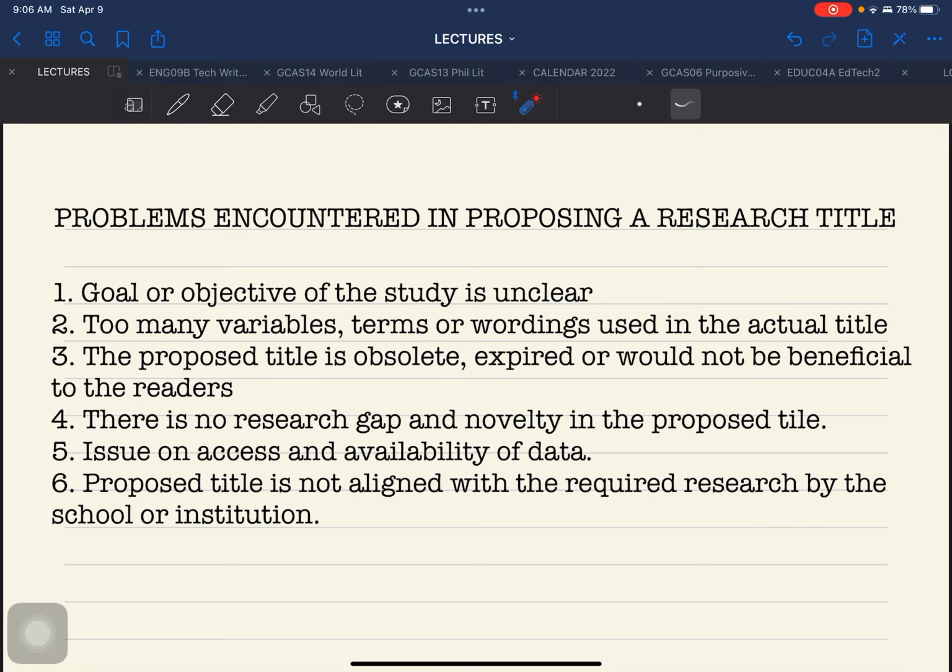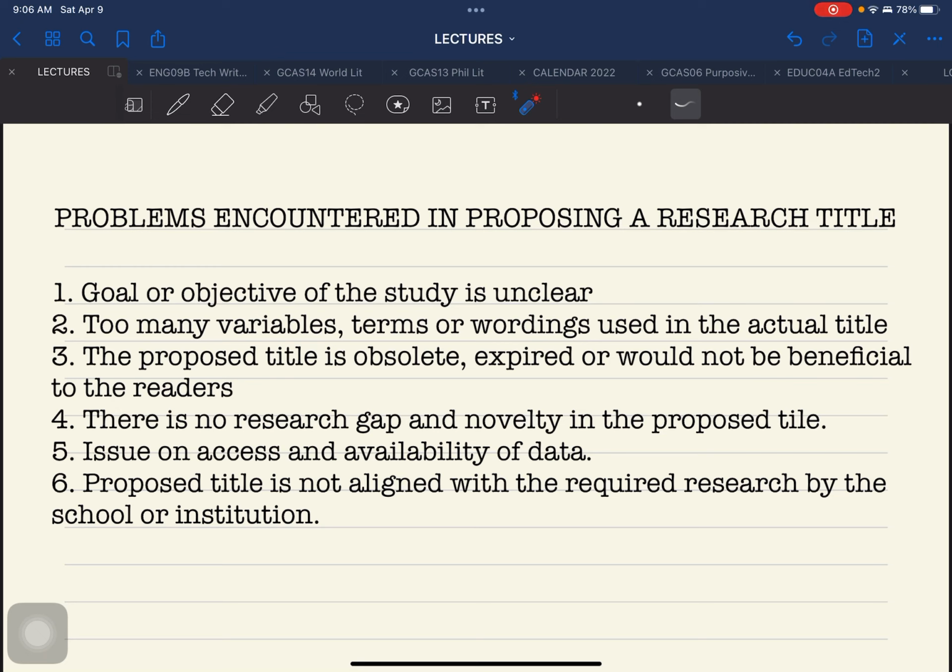So these issues would already be obsolete, not unless you would find relevance of these issues to what we will be using in the next normal. This is what we call the next normal after the new normal. So would these be beneficial to the next normal? Again, the third issue would be to check if the study that you are proposing will still be beneficial to the readers.